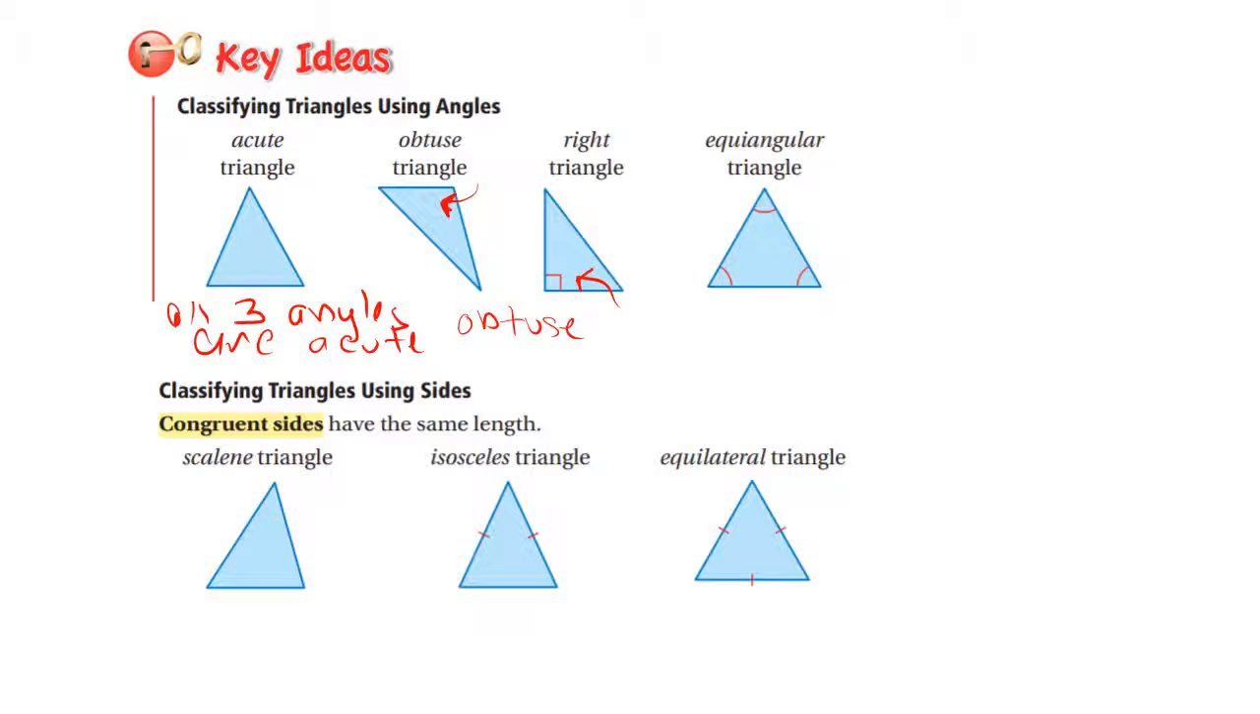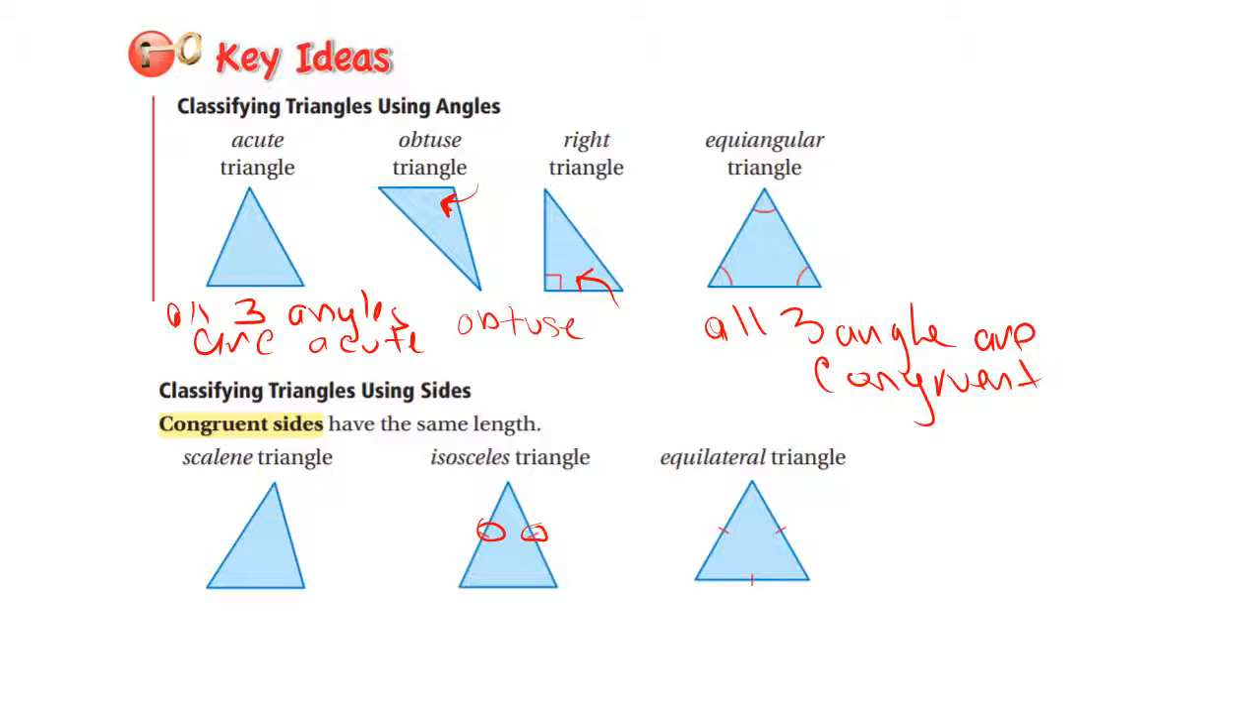And finally, we have an equiangular triangle. That means that all three angles are congruent. Okay, let's go down to classifying triangles using sides. Congruent sides have the same length, and you will see that marked with these little hash marks. Whenever you see that, it means that those sides are congruent.